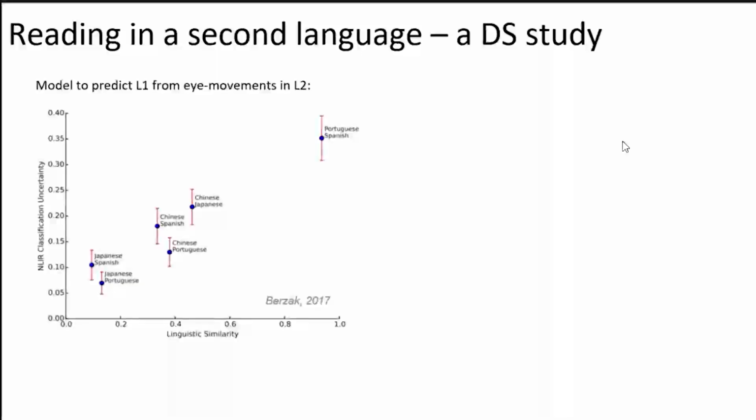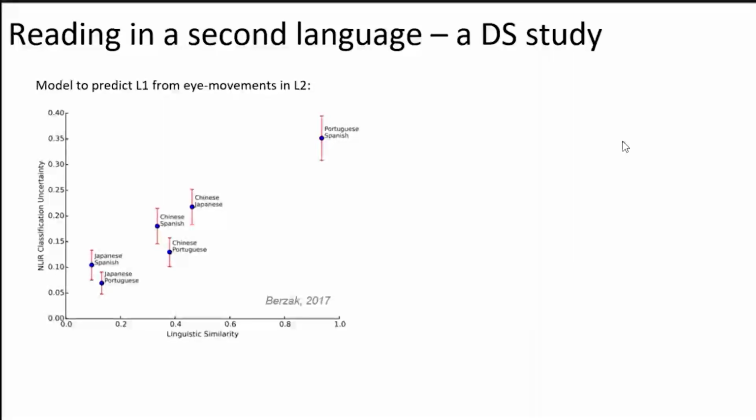And then they asked an interesting question. Let's take speakers who speak some first language and have them read in English, which is their second language. Can we see how from their eye movements in English, what their first language was? You understand the question? Does your first language affect how you read in the second language in English? And they did. They succeeded very well in predicting.